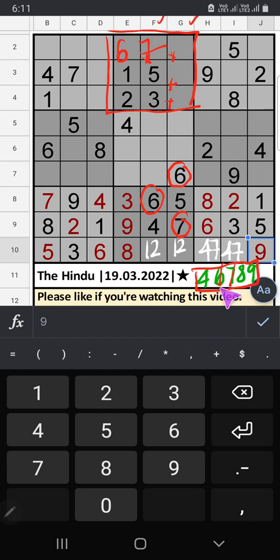Then only 3 numbers are remaining: 4, 8, 9. Third row we have 4 and 9. So 4 and 9 can't come in this cell. It will come in another 2 cells. We will confirm later. Then only one number is remaining, 8. 8 is confirmed here.